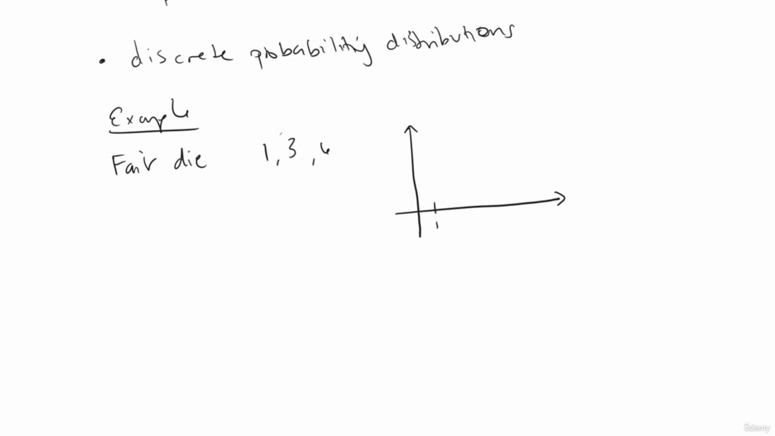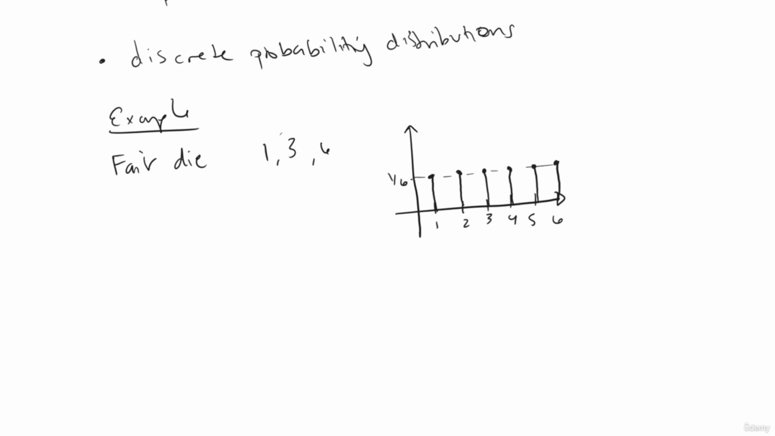We have 1, 2, 3, 4, 5, and then 6. Each one of these is equally likely, and because they are equally likely, they all have the same probability. Since there are 6 possible events, you can get between a 1 and a 6 on a die, that means that each one of these has a probability of 1 over 6.